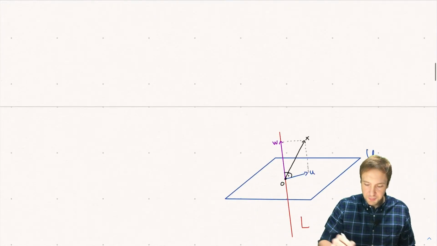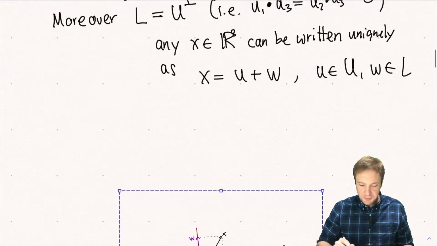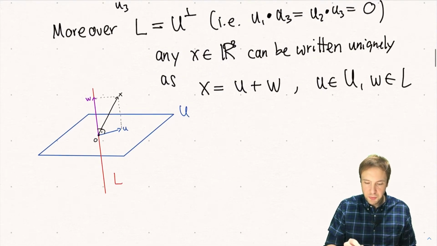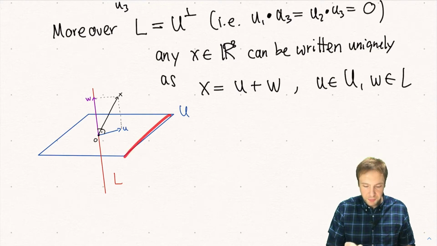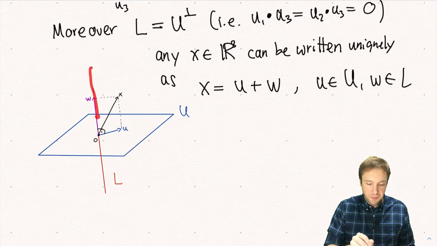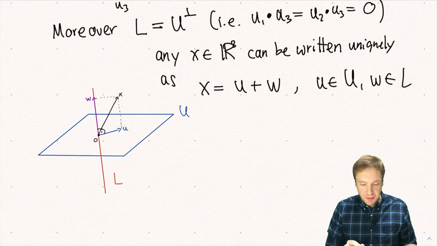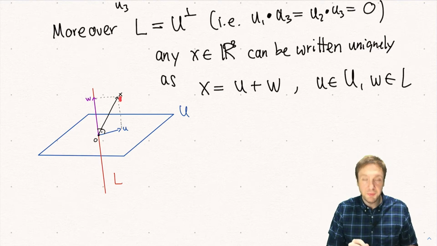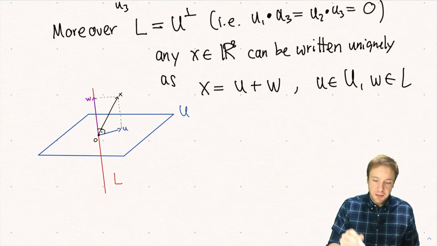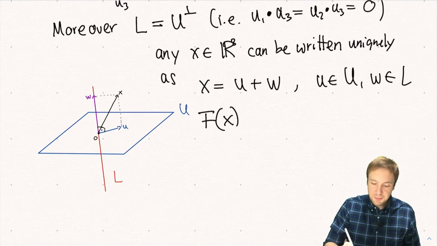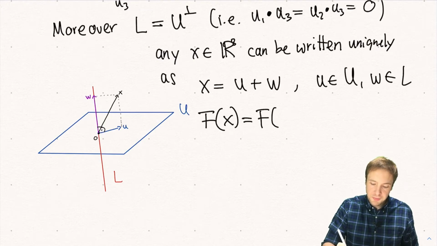So let's get this picture here. U is a plane, it's a two-dimensional subspace, which we can see here, and L is orthogonal and one-dimensional. So L is orthogonal to U and it's one-dimensional. And any element in R3, for example this x here, can be written as the sum of some u plus w. So the picture looks like this. And now if we apply this linear map f to this x, then because f is linear, this is f of u plus f of w.